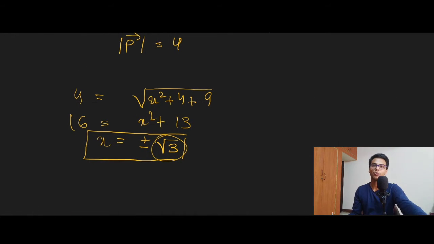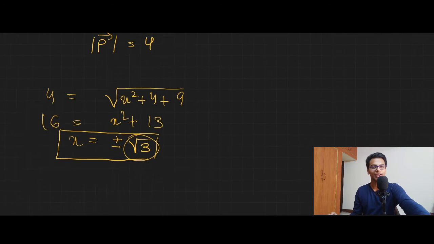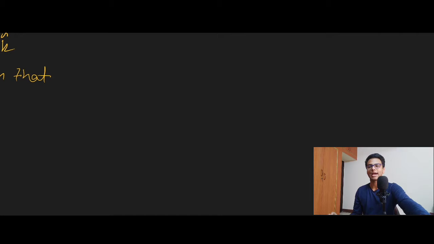But over here, we aren't calculating the magnitude. We are calculating the component, right? So it can either be plus root 3 or minus root 3. And each one of them is a different thing, all right? They're not going to be the same thing. And I'll tell you why. Now let's go ahead and understand what i cap, j cap, and k cap are. This is just going to take 2 seconds, right?